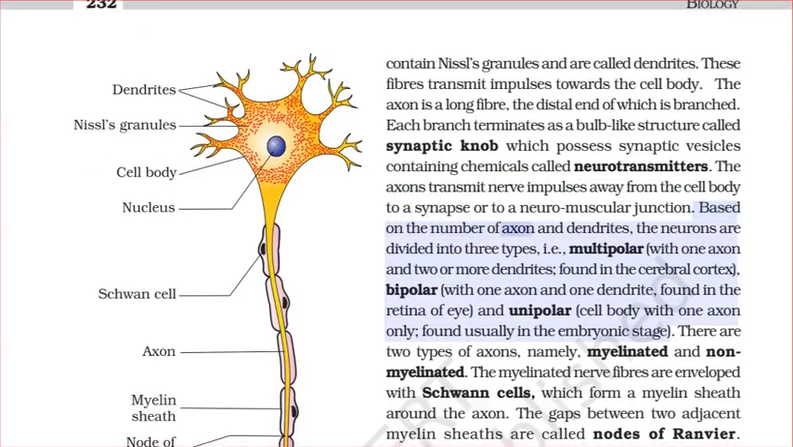Based on the number of axon and dendrites, the neurons are divided into three types, that is, multipolar, with one axon and two or more dendrites, found in the cerebral cortex; bipolar, with one axon and one dendrite, found in the retina of the eye; and unipolar, cell body with one axon only, found usually in the embryonic stage.